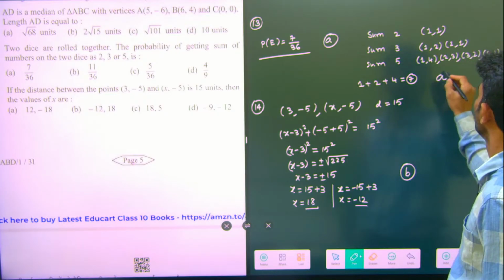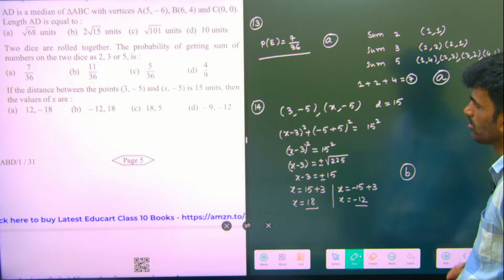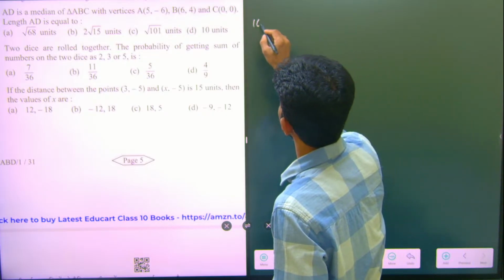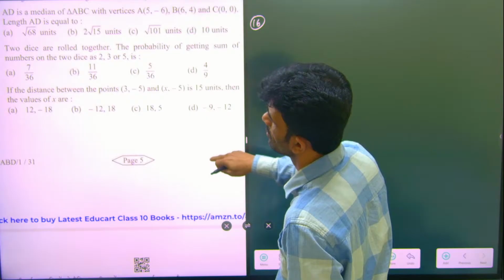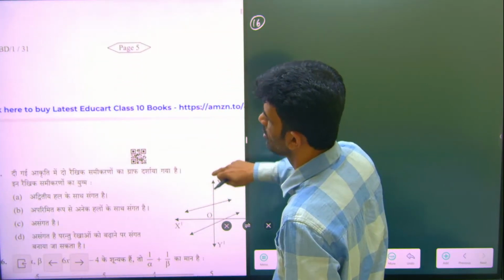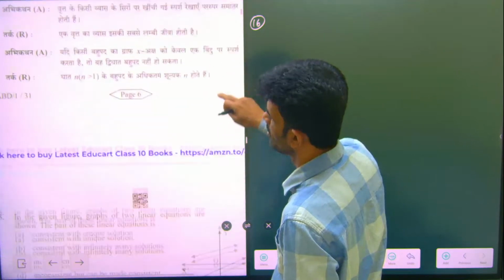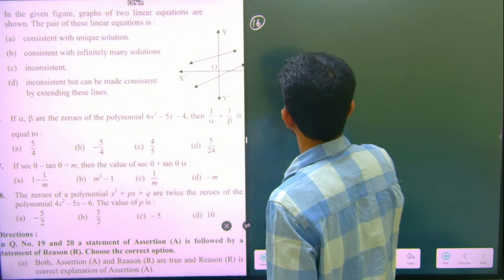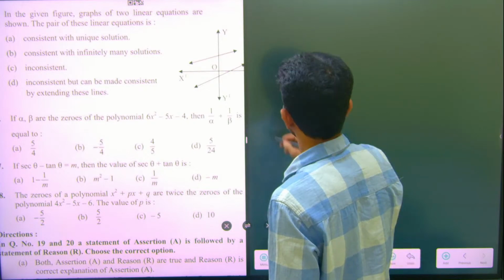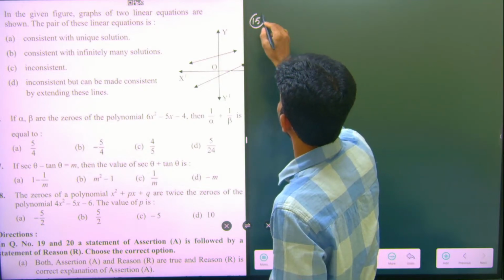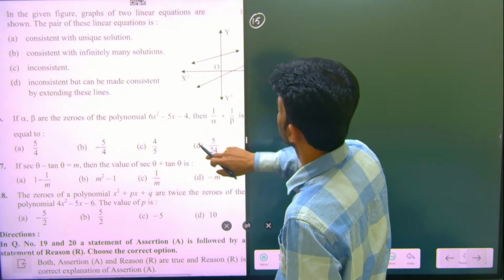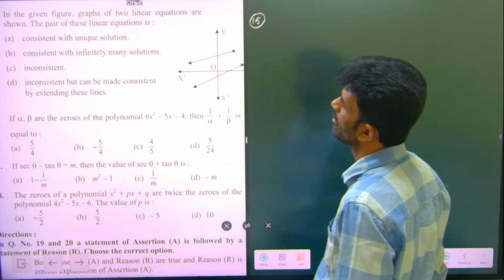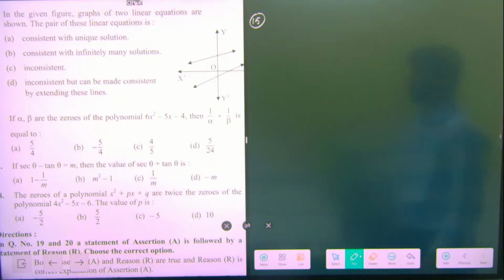This was option A. The next question, question number 15. Question number 15. What kind of lines are they? Which type of lines are they?